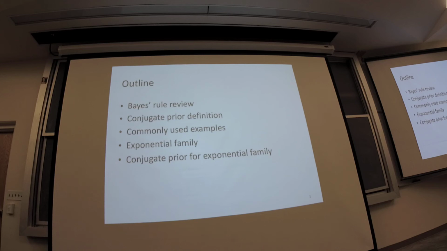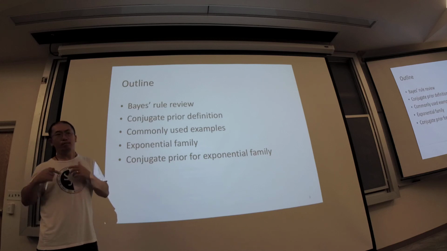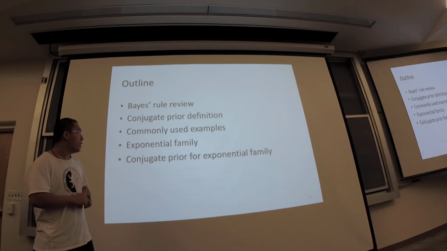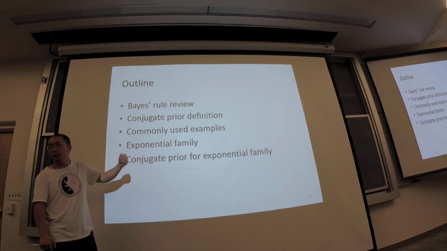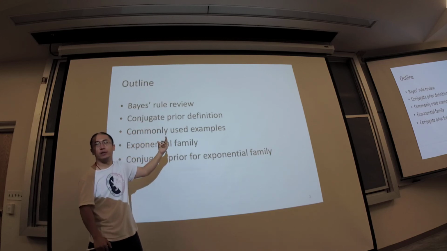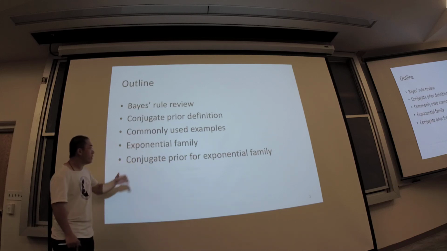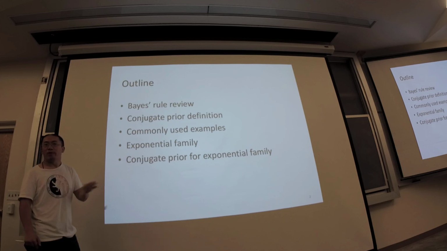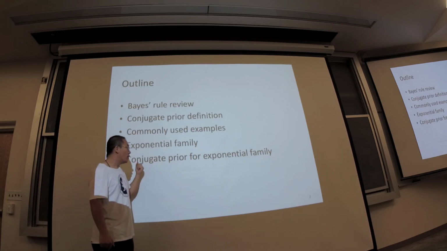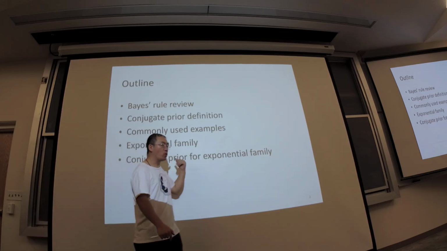So basically we'll first review Bayes' rule and emphasize again why it's so hard to compute the posterior distribution. And then because of this computational intractability, people found a class of priors that are very easy to compute with. That leads to the concept of conjugate prior. And then we give the commonly used examples. Actually, you have already seen that, but here I want to reinforce it again. And then we'll introduce the exponential family, what the properties of the exponential family are, and what the conjugate prior is in general for the exponential family.